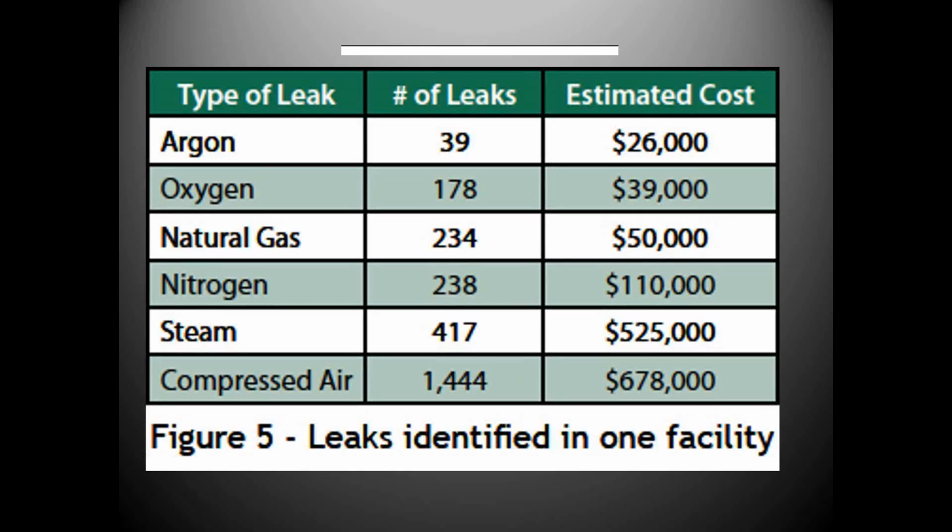Here's an example at a refinery where the company used the 10,000 tool. They found 39 argon leaks, 178 oxygen leaks, 234 natural gas leaks, 238 nitrogen leaks, 417 high pressure steam leaks. And look at the air leaks at a large refinery: 1,444 air leaks. If you add the cost up on the right-hand side, there's over $1 million worth of leaks found at this facility that they would save if they fixed them. But they had only bought 2 of these $10,000 tools, so there's a huge payback here.